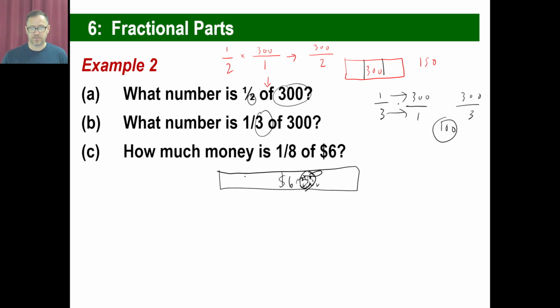You could just chop this into 8 pieces, right? 1, 2, 3, 4, 5, 6, 7, 8. And then go, oh, one of these is going to be $6, so I just divide by 8. There it is. Okay. Same thing, right? You just divide this by 8.